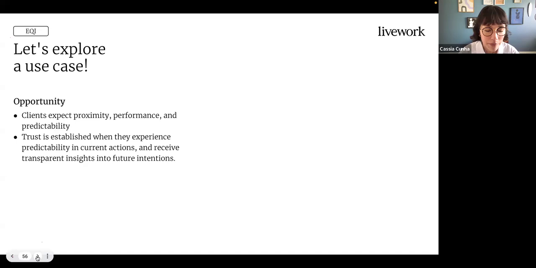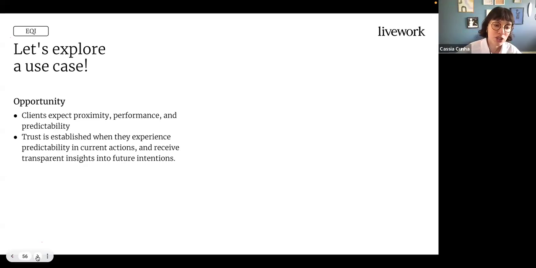So they wanted proximity from AKE. They expected performance. Of course, we're talking about money, right? They want results, and they want predictability as well. And not only predictability, but they wanted AKE to be proactive with them as well in guiding them towards their goals. I see Jackson saying like this, so I guess I'm telling the right story.